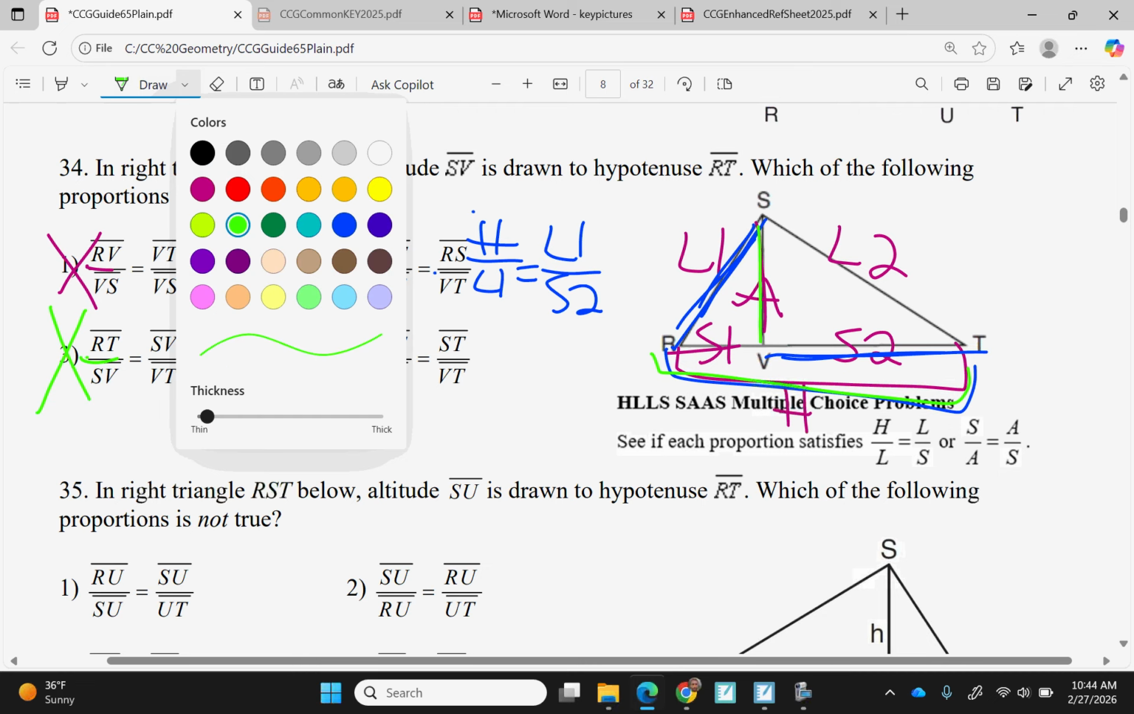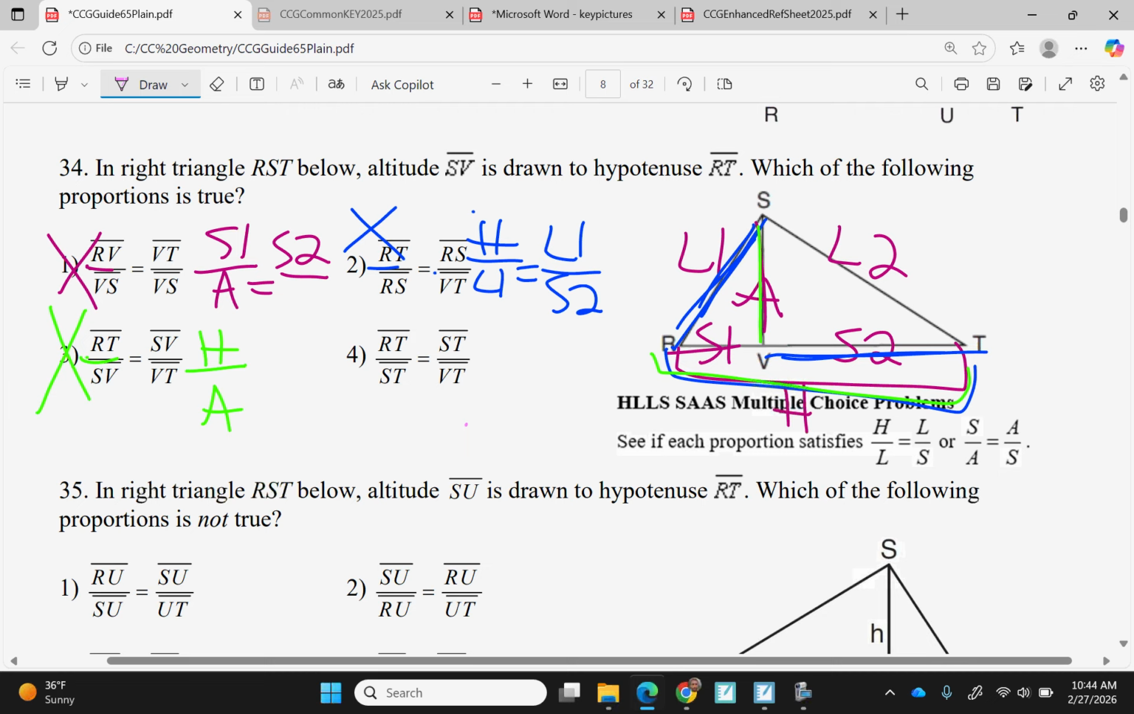And finally, choice 4, let's hope this works. RT. RT is H over ST. ST is L2 equals ST. L2 over VT. Yes, that's S2. That's Hills. It's set up correctly. That's your answer.